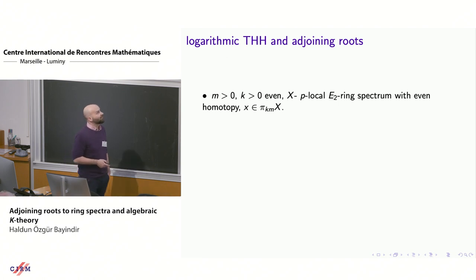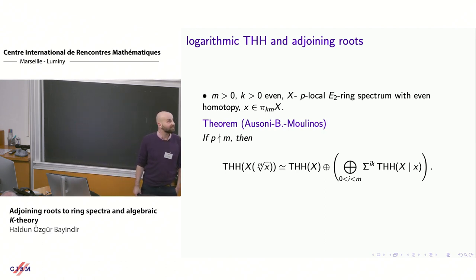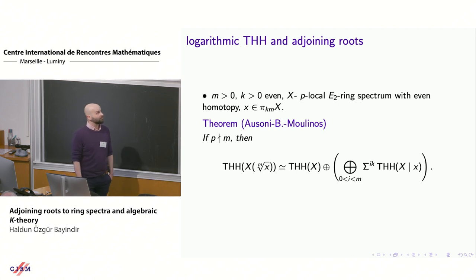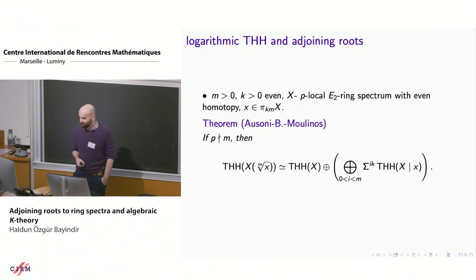All right. So what was I saying? The goal was to understand THH of X adjoint root, right? And this gives us a complete description of THH of X adjoint root in terms of THH of X and log THH of X. In weight zero, we identified the weight zero piece in the splitting of THH of X adjoint root as THH of X, and the rest of the pieces are exactly what's coming from log THH of X, shifted. So it gives you a complete identification of THH of X adjoint root with THH of X and log THH of X.